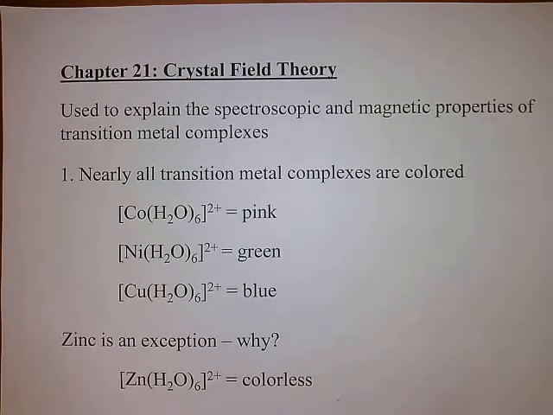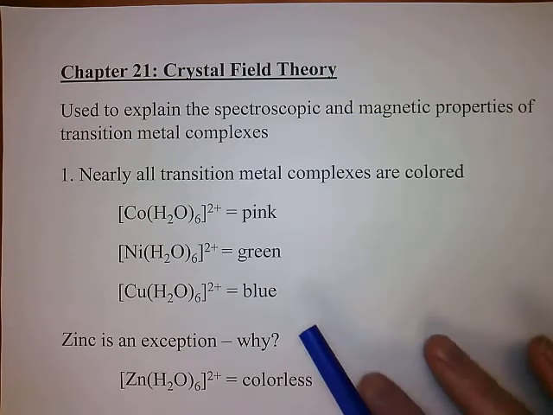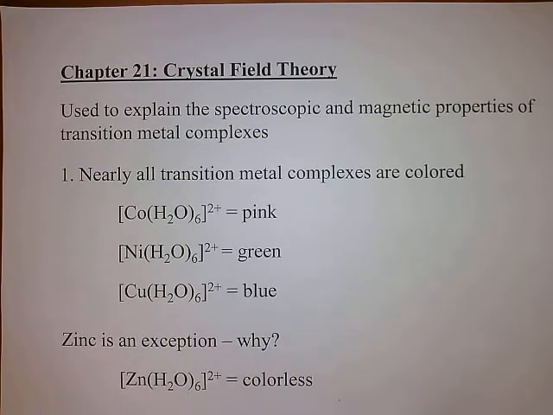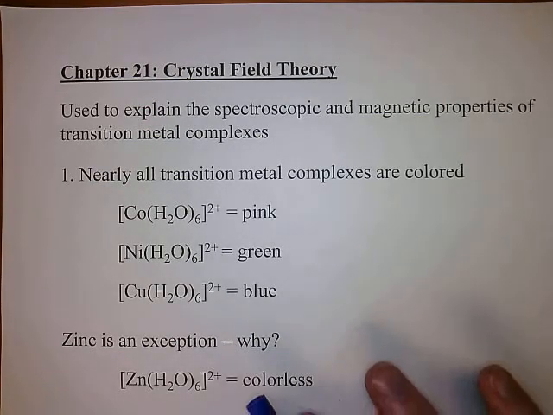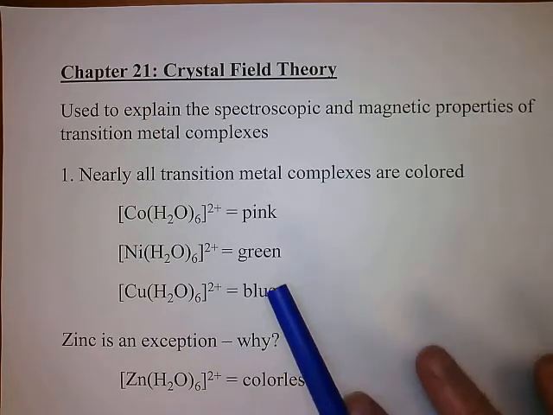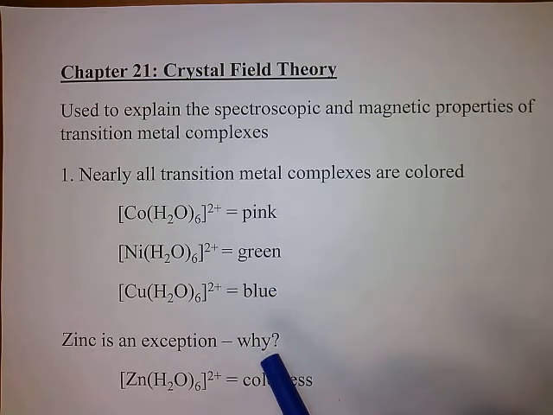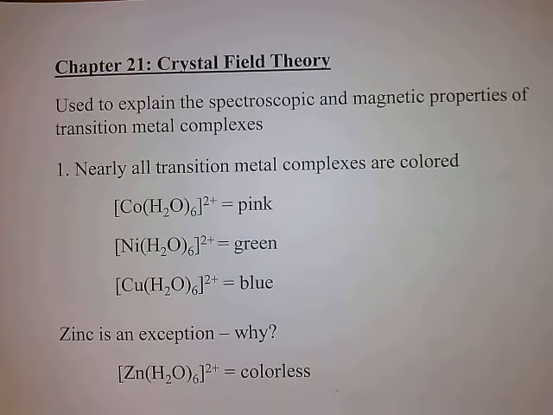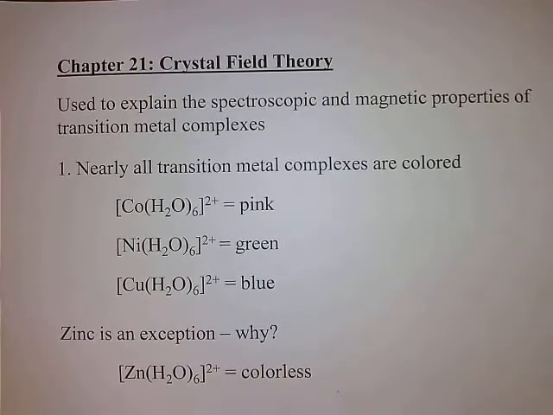First of all, nearly all transition metal complexes are colored. Just to name a few examples, in aqueous solution, the hexaaqua cobalt salt is pink, nickel is green, and copper is blue. And yet zinc is an exception. Zinc is colorless. In aqueous solution, zinc compounds are colorless, and in the solid state they're white, but they're definitely not colored. So what is special or different about zinc?